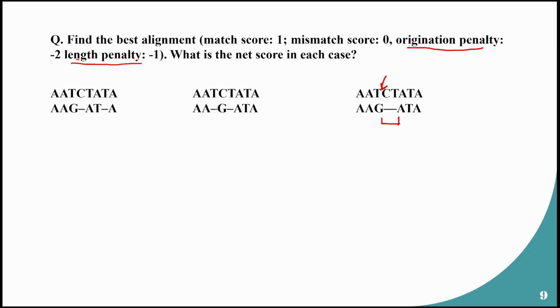However, if you take a look at something like this, it has, of course, 2 length penalties, but the gap is not continuous here. That means at 2 different positions, gaps are introduced. So you will give it 2 origination penalties, because if there is a gap introduced at a new position, it's not a continuous gap. So again, that will be much higher disfavor by nature. That's why we will give it multiple origination penalties.